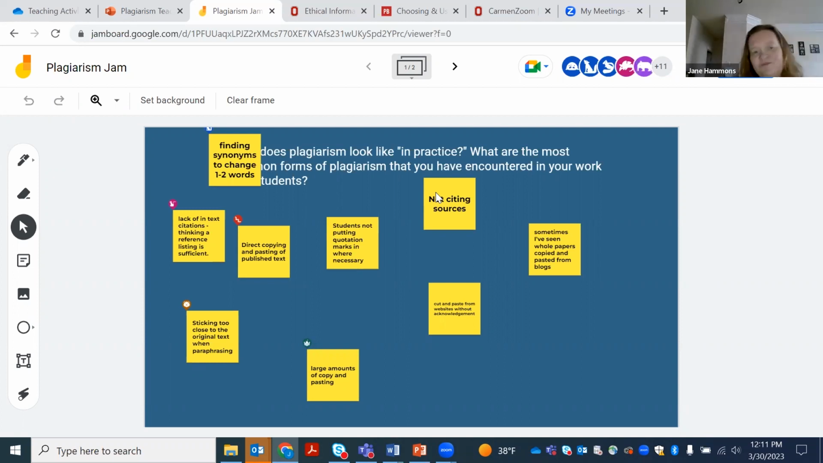Yes, and there's another one that just popped up, finding synonyms to change one or two words. So yeah, that paraphrasing and just making a few minor changes rather than actually rewriting something in your own words. Yeah. Again, another one, don't know how to paraphrase. Yeah, I think paraphrasing plagiarism is a pretty common form.